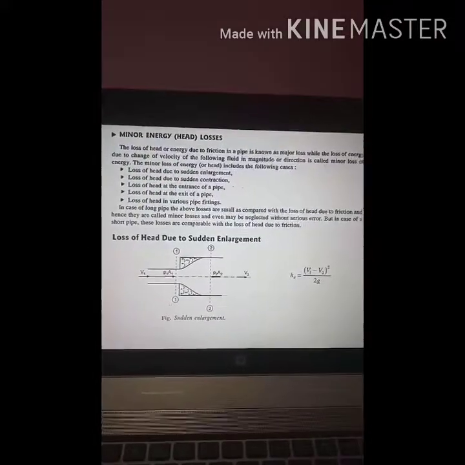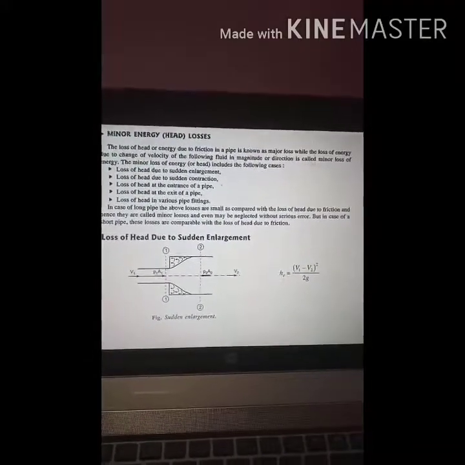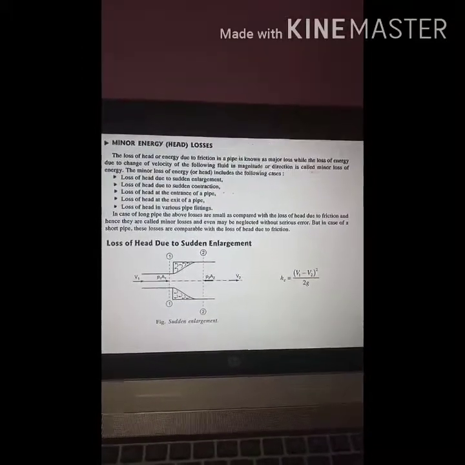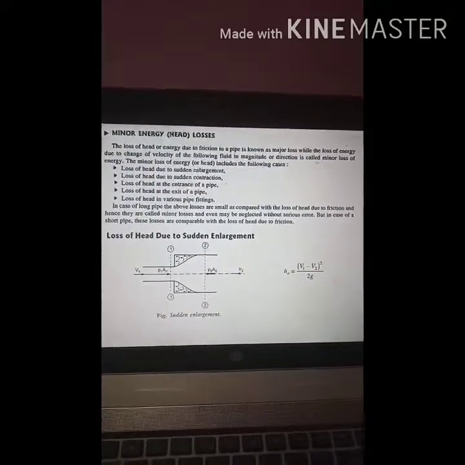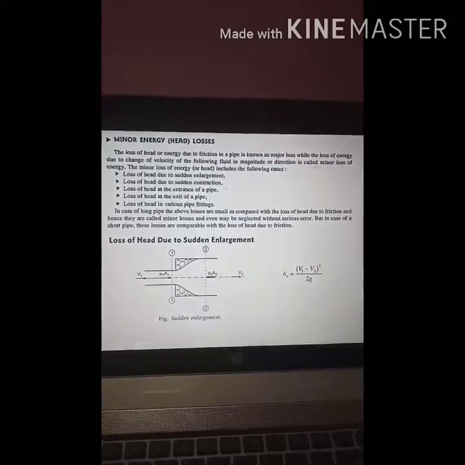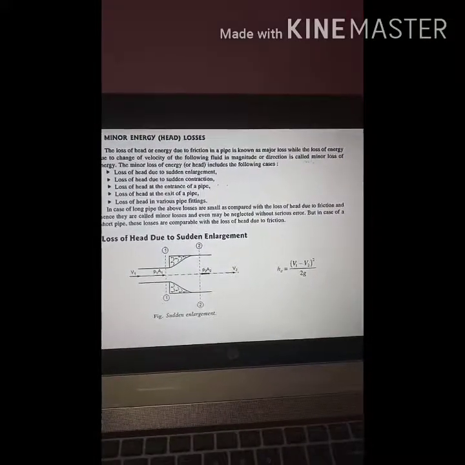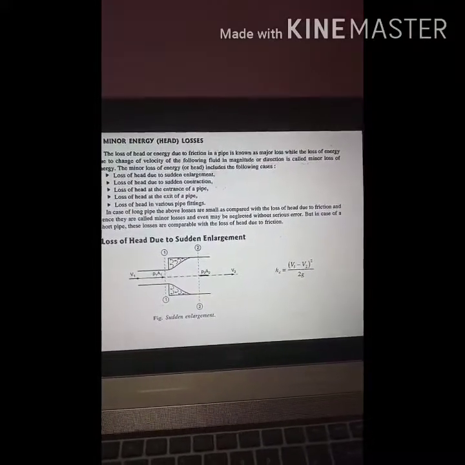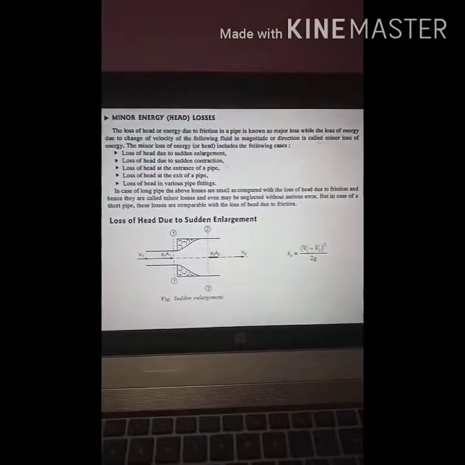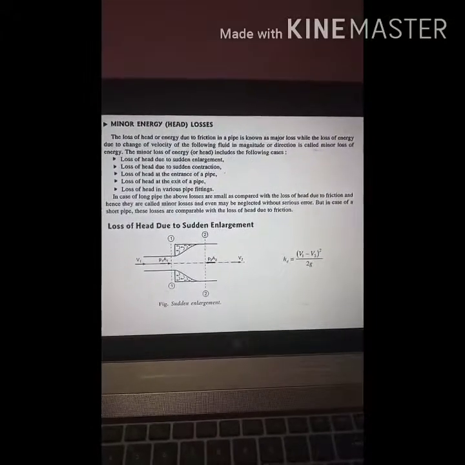Let us see the second more important loss, that is called a minor loss. Now minor loss is also an important type of loss. Already I have told you the reason behind the minor loss. Minor loss is happening because of the area change of the pipe. So if there is a sudden change in the area or the shape of the pipe, then there will be a loss, that is called a minor energy loss. So now major loss was due to friction, minor loss is due to change in area.